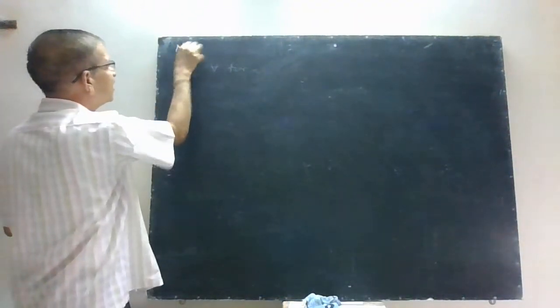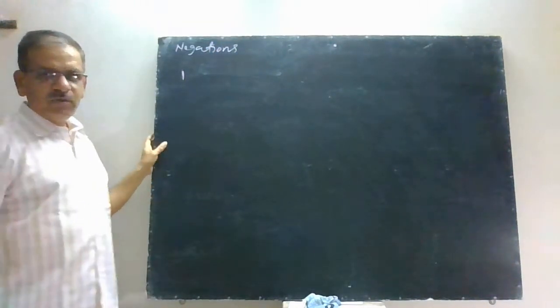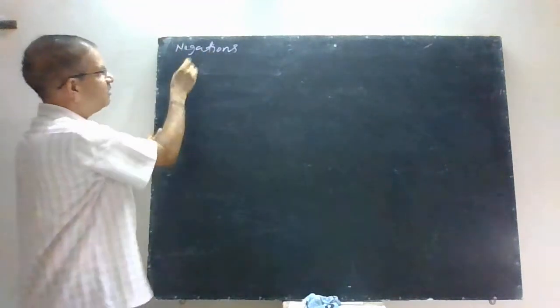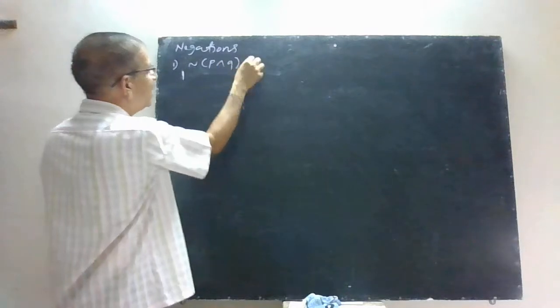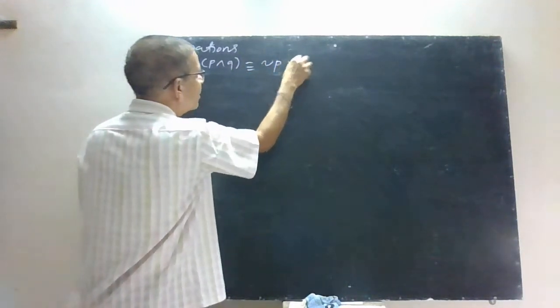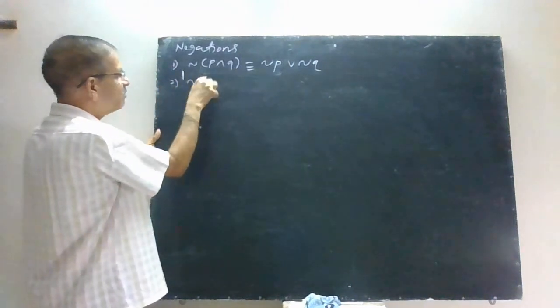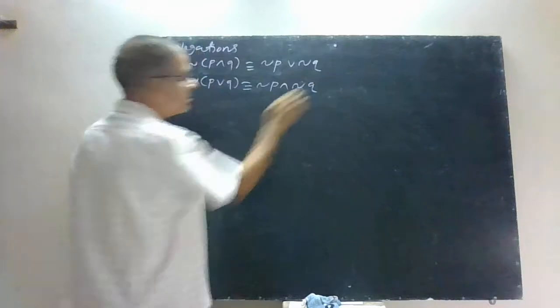Negations. Now in the last part we have seen logical equivalence. Using that logical equivalence we can write negation of p and q is equivalent to negation of p or negation of q. This is already known to you. Secondly, negation of p or q is equivalent to negation of p and negation of q.